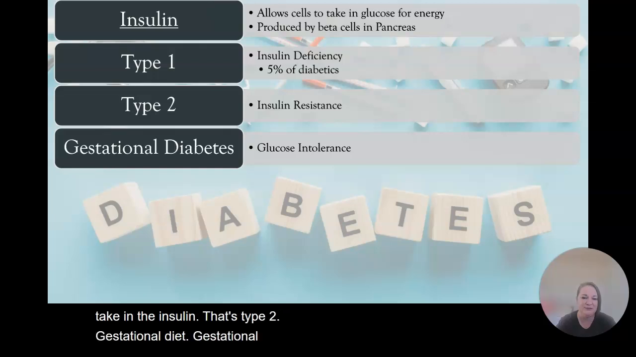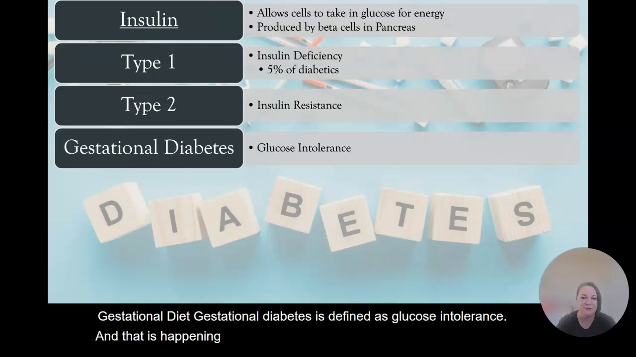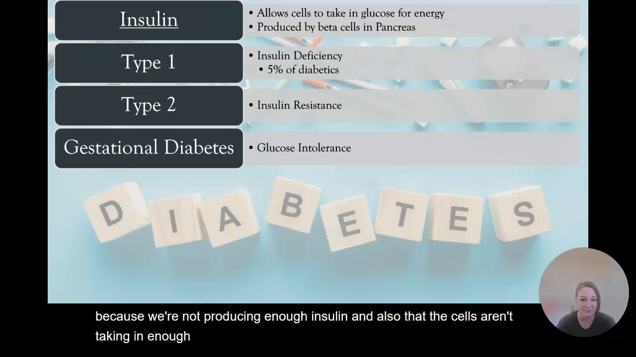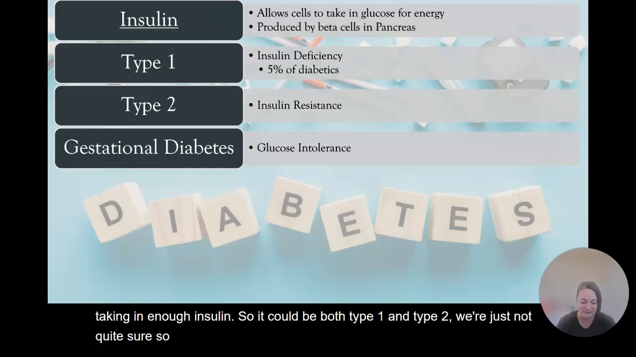Gestational diabetes is defined as glucose intolerance. It's happening because of hormones in the placenta. It could be because we're not producing enough insulin, and also that the cells aren't taking in enough insulin. So it could be both type 1 and type 2. We're just not quite sure, so we call it glucose intolerance.